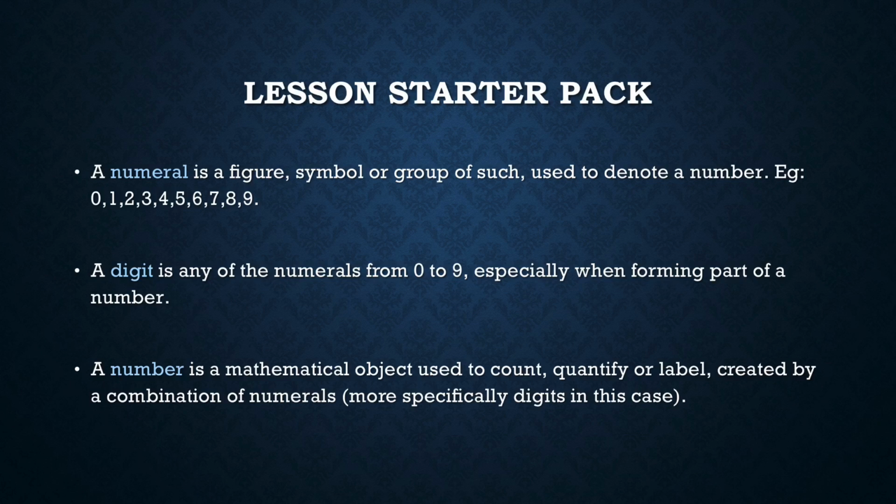Now, a digit is any of the numerals from 0 to 9, especially when forming part of a number. In other words, digits are the numerals that are used in the Hindu-Arabic system. Now, a number is a mathematical object used to count, quantify, or label, created by a combination of numerals, and in our case, digits, because we're working with the Hindu-Arabic system.